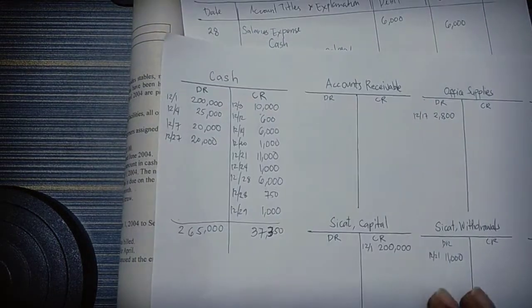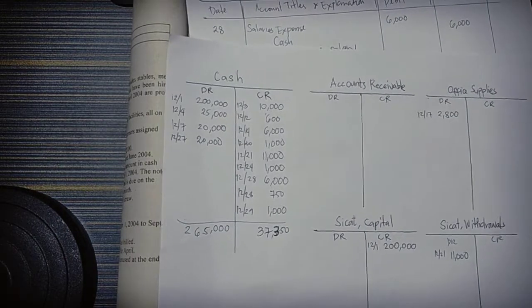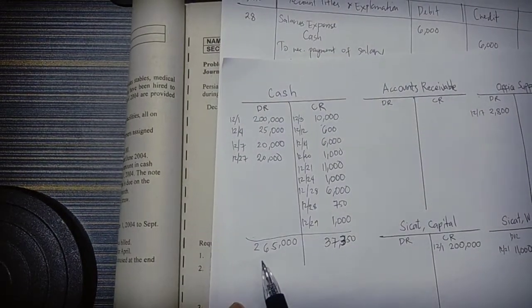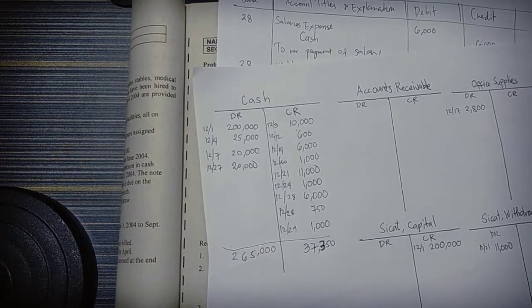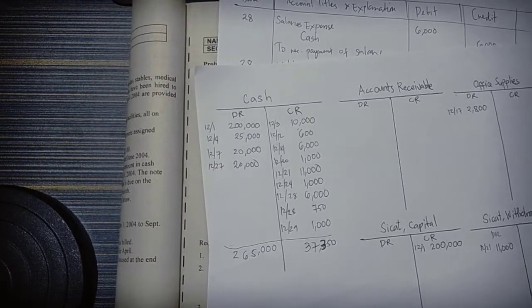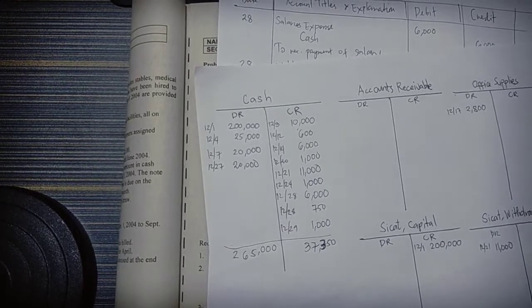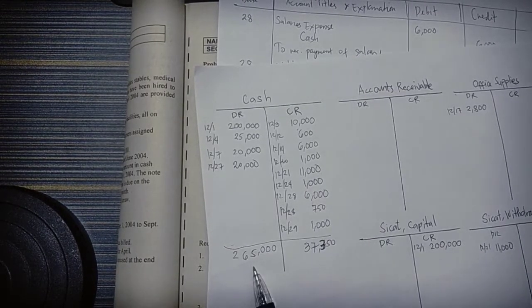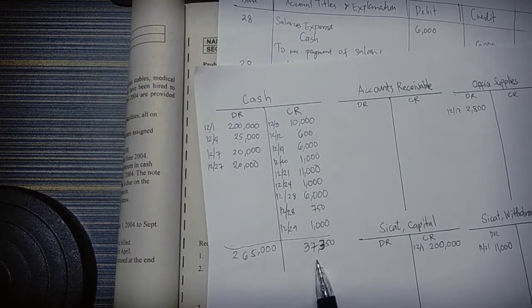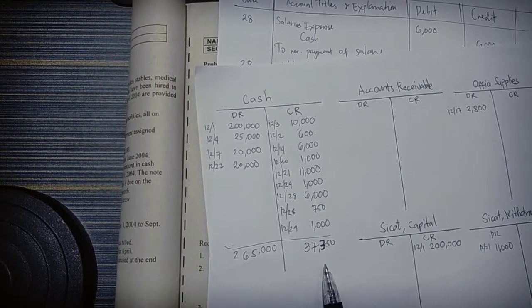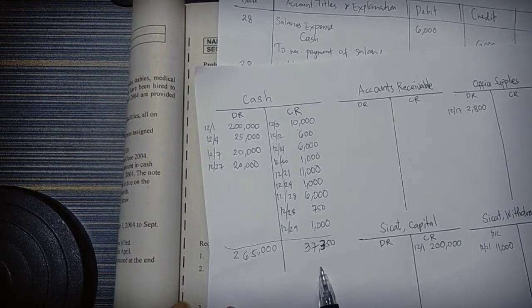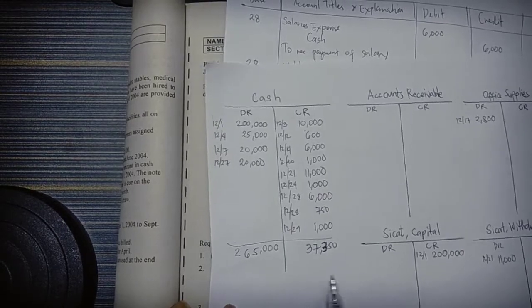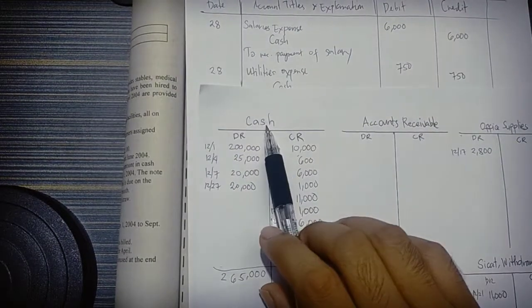Okay, so ito yung magiging total, no? So sa cash, ang sa debit side 265,000, ang sa credit side is 37,350. Now, ano yung difference? Meaning, kung isubtract natin itong 265,000 to 37,350, ano yung difference? So, ang subtraction is, ang difference is 227,650. Now, question, ano yung normal balance ng cash?